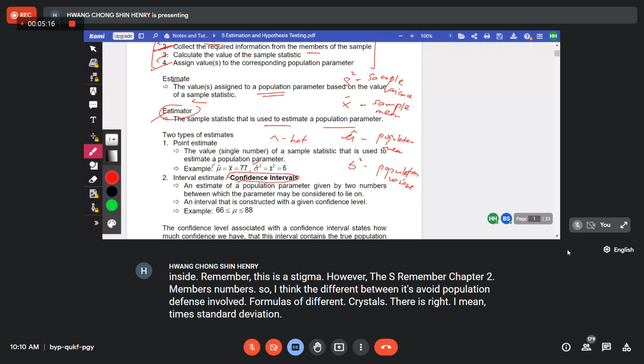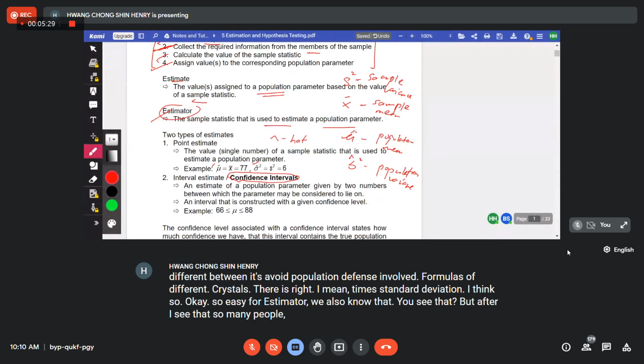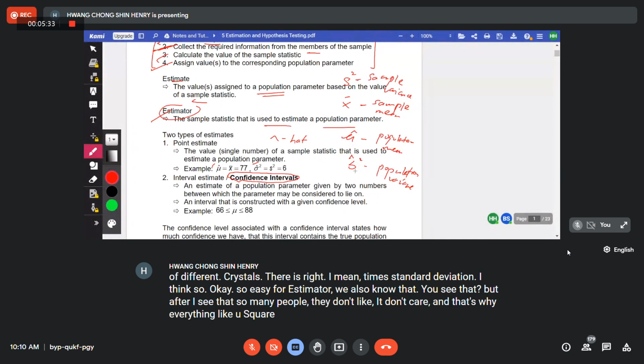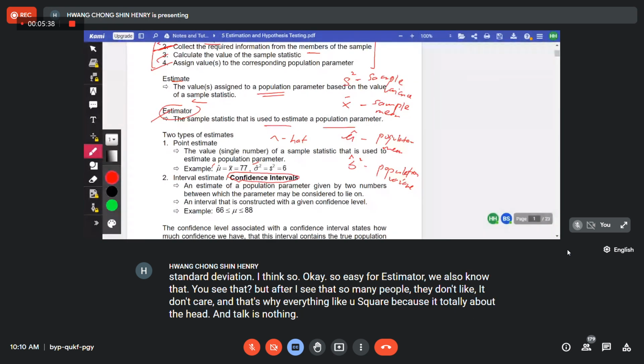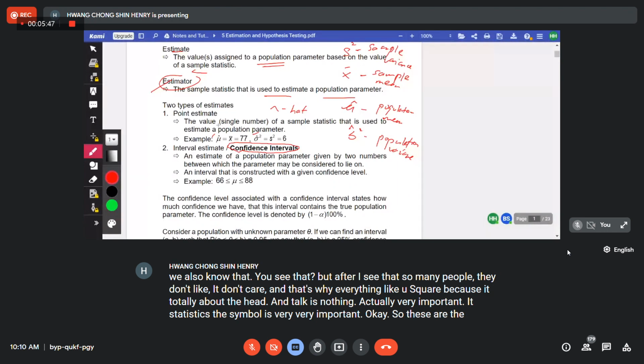Okay. So you see, for the estimator, we also put a hat there. You see that? But after I see the answers, many people don't write the hat. They don't care and just write everything like mu squared and sigma squared because they totally forgot about the hat. They thought it's nothing. Actually, very important. In statistics, the symbol is very, very important. Okay? So these are the point estimates, we call it.